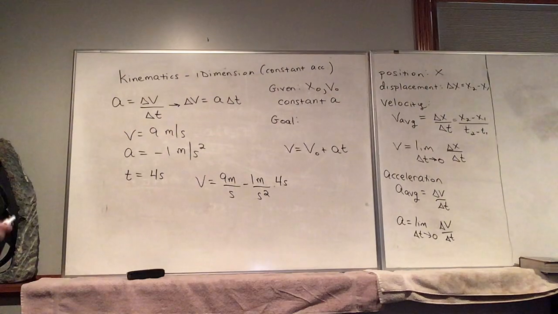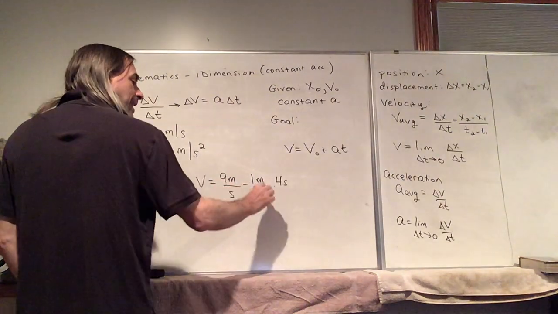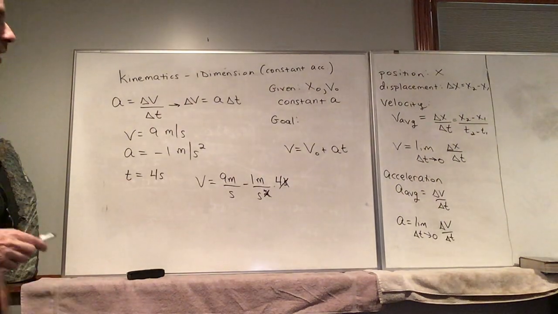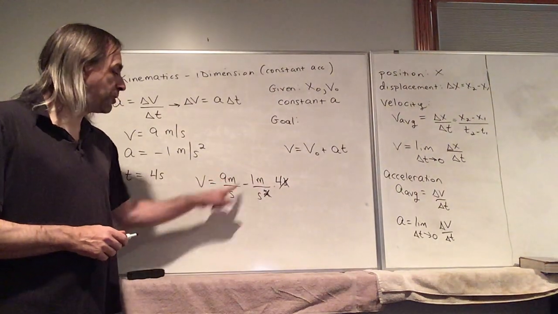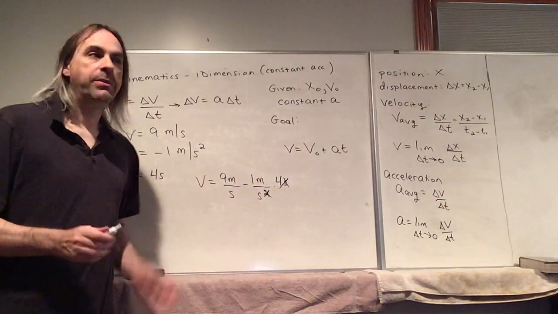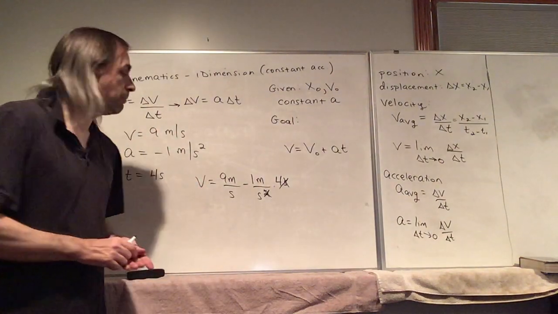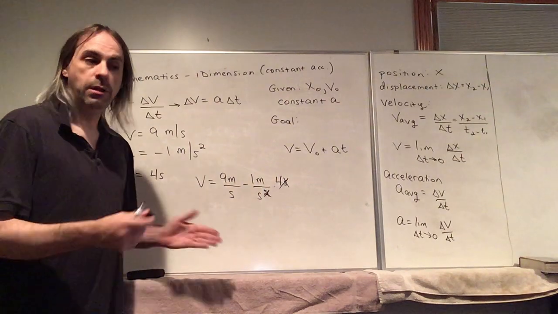Now, very important to pay attention to units. Here we have a second over a second squared, so one of those is going to cancel. And so we have meters per second and meters per second. You can never add terms if the units don't match. So if these had different units, something is wrong.